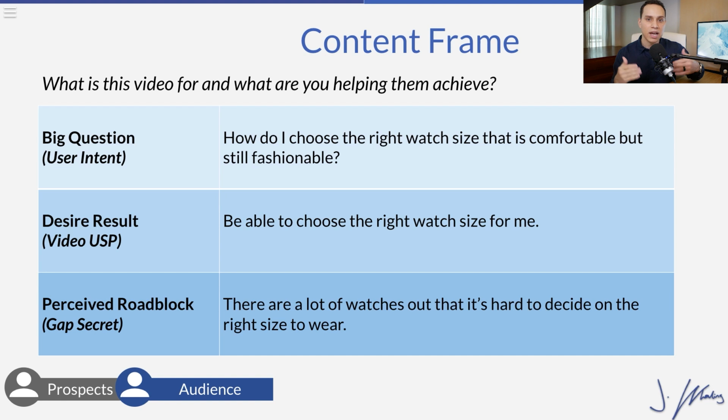And finally, we have the question of what is the perceived roadblock? And this is the one that can help differentiate your content post from all the other ones out there. In this particular instance, there are a lot of watch sizes out there, and it's hard to decide what the right size is for me. And that, of course, has to do with the actual face, because everyone knows that you could just change the band, right? But when it comes to the face of the watch, how do you know what size the face of the watch should be based upon the circumference of your wrist or something like that? I'm totally making this up.